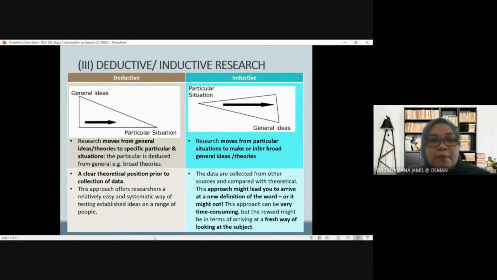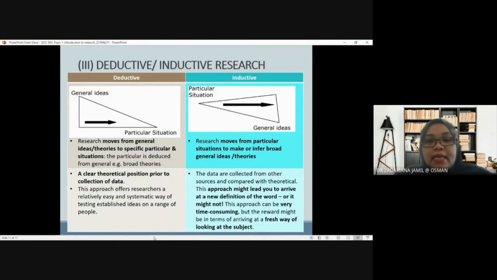That means they will have very clear theoretical information about this research. This approach offers researchers a relatively easy and systematic way of testing established ideas on a range of people. So it forms a very systematic way of doing research by focusing on a very specific group of study.